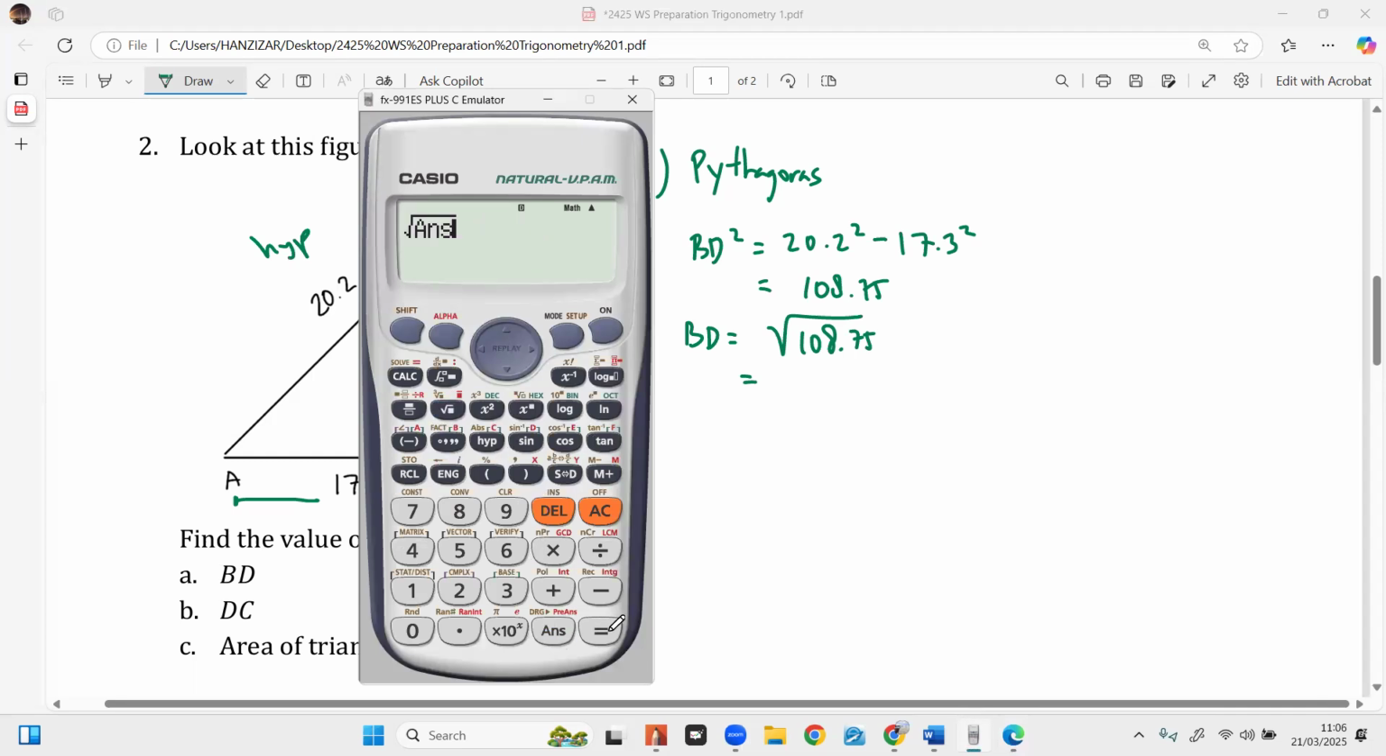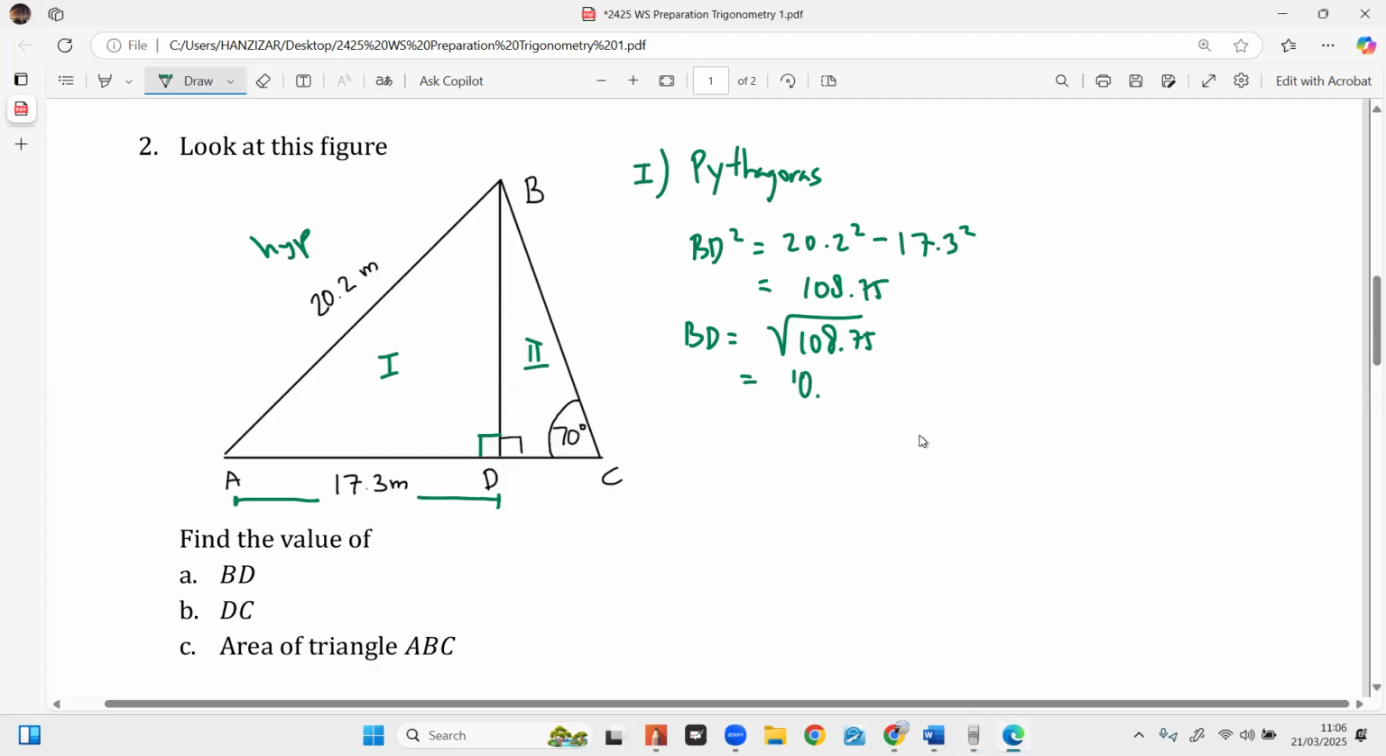Let's see how it will. Yeah, 10.43, or 10.4 is enough, 3 sig figs or 2 decimal places, meters. So this is 10.4 meters. Write down on the diagram when you get anything. Okay.